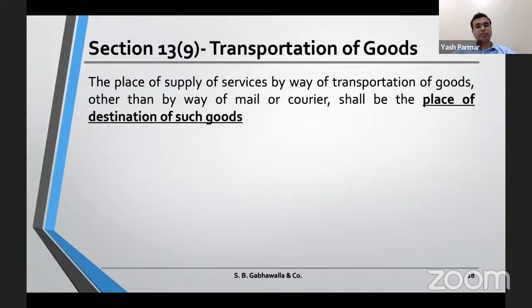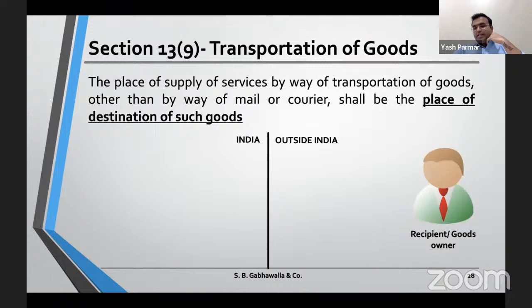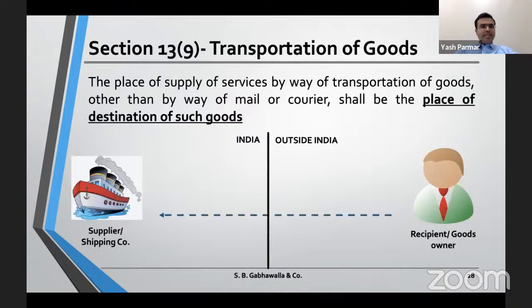With this background, we will go to the next subsection, which deals with place of supply for transportation of goods. This provision says that the place of supply for transportation of goods other than by way of mail or courier shall be the place of destination of such goods. Now let us take an example of a recipient or a goods owner who is located outside India. He has some goods which are stored in India, and he wants these goods to be transported from India to his location outside India.